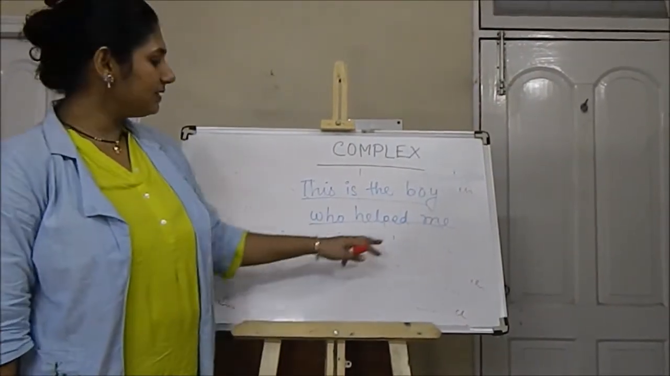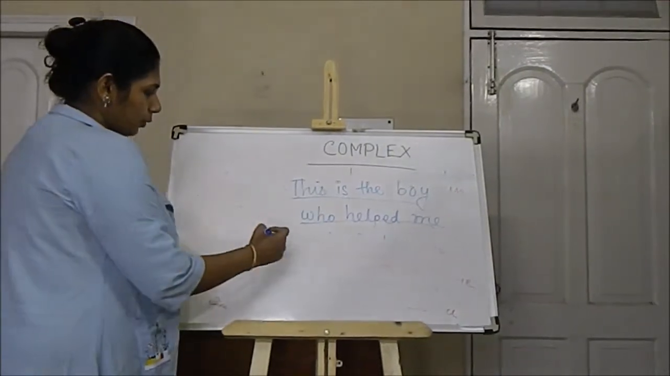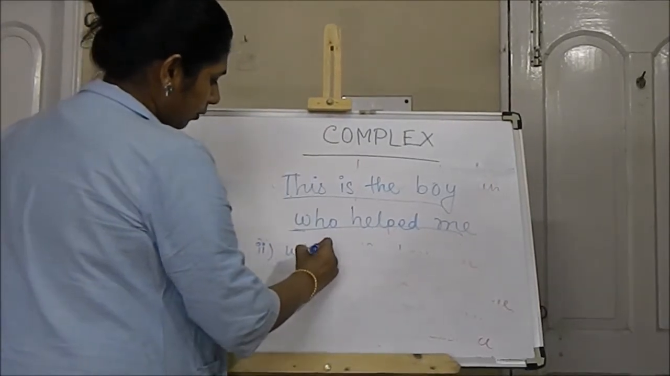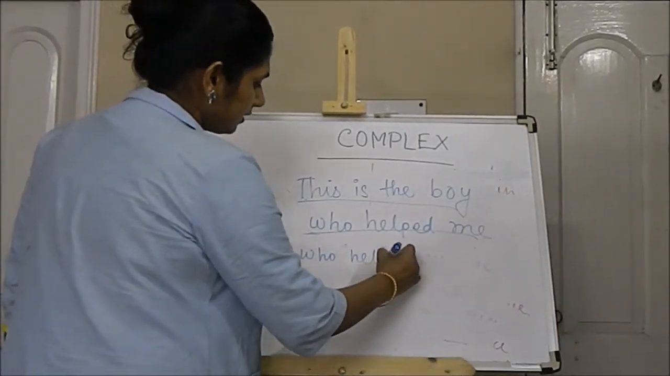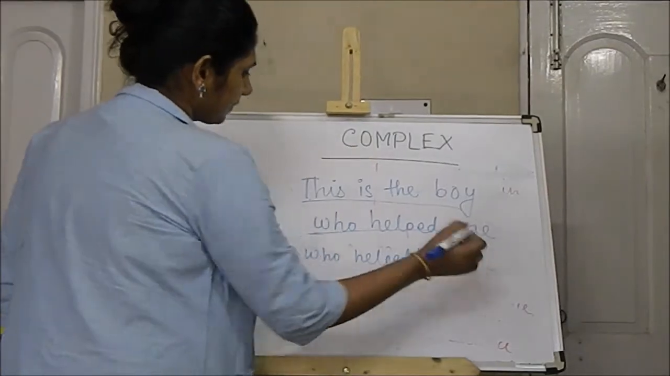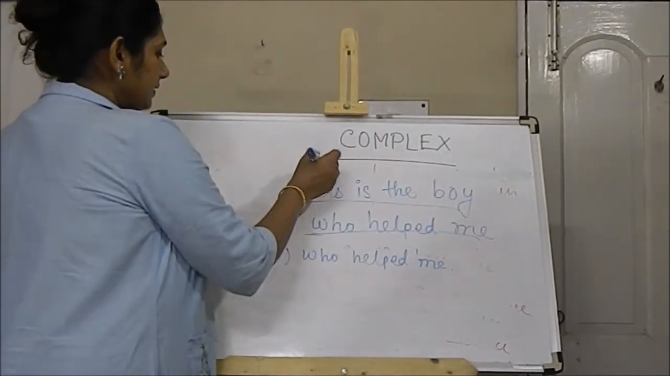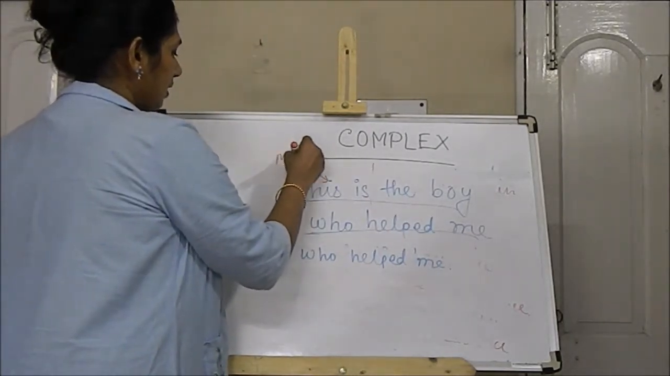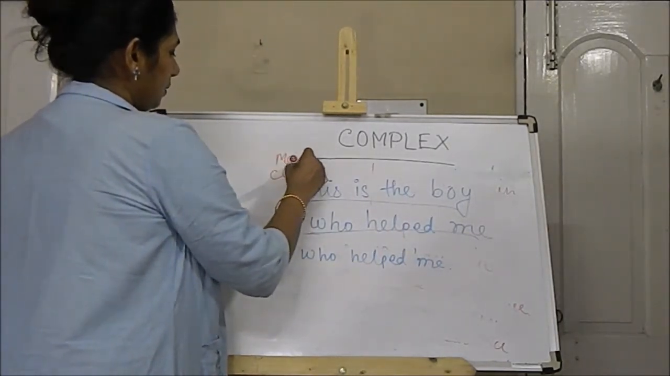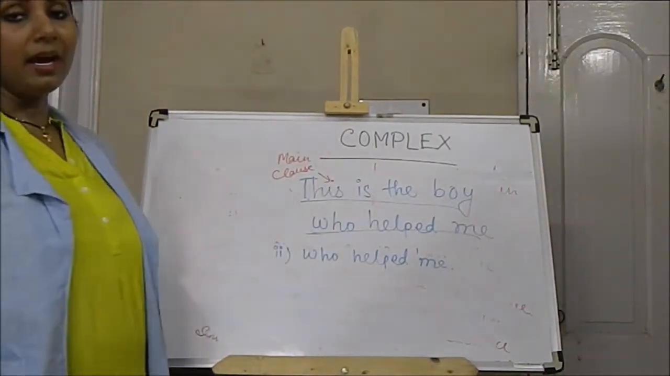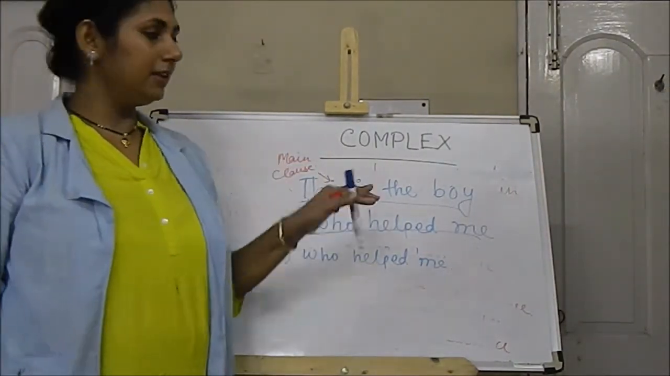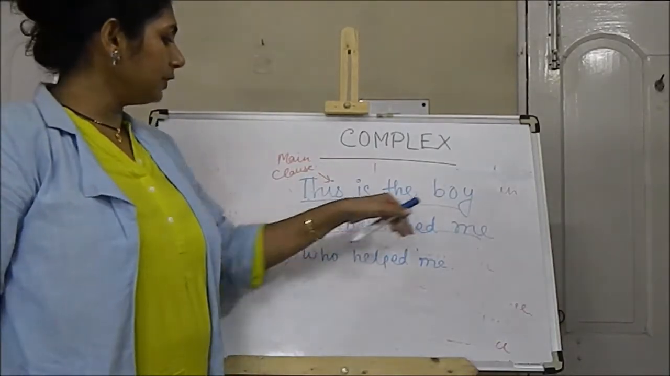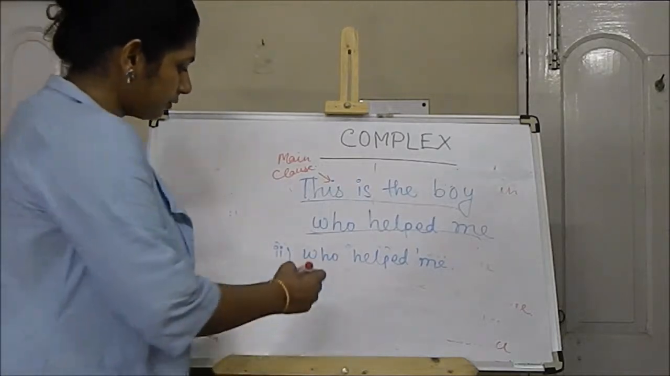Now let me write the second part. Who helped me? So the first part is the main clause. I think now you can tell very clearly why this part is called a main clause. Now for the second part, take a very close look.